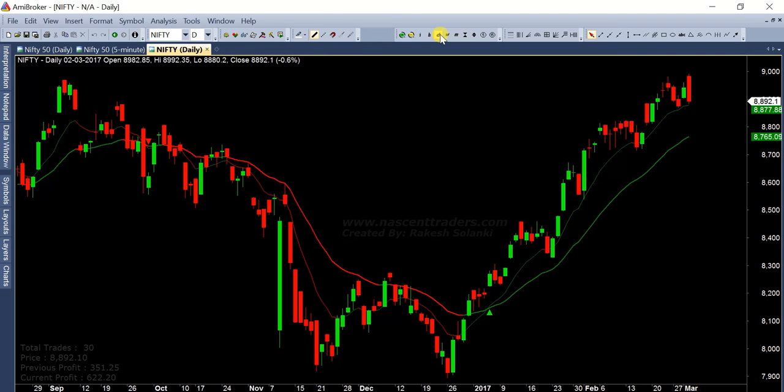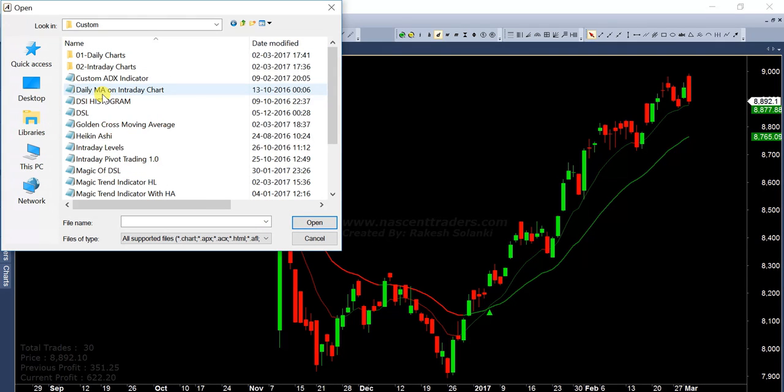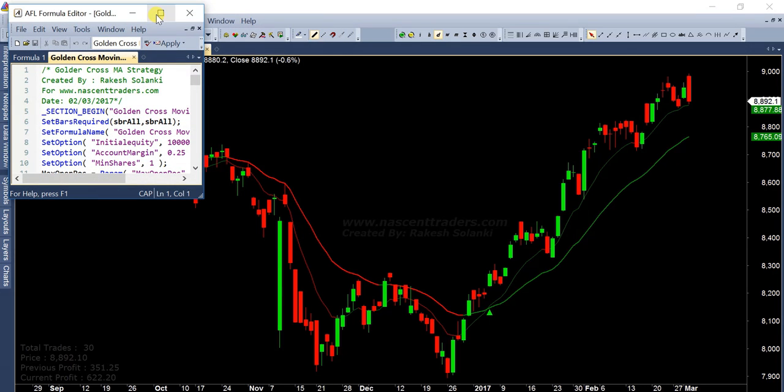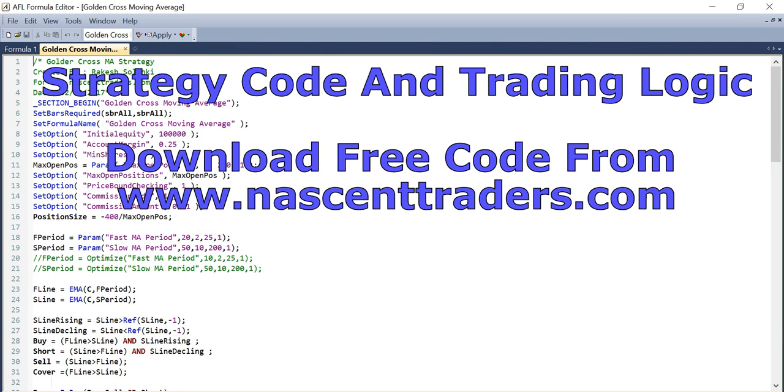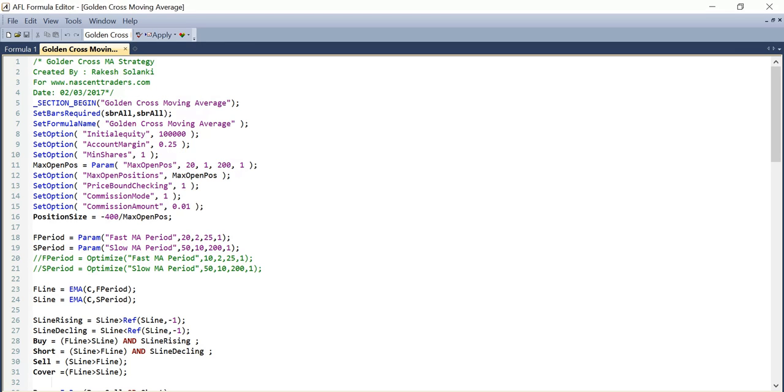So let me first show you the logic of the strategy. This strategy is named the golden cross moving average strategy. So here is the strategy. You can find this strategy on my website nascenttraders.com. The link is given in the description. From there you can directly download this strategy and use it in your Amibroker software.